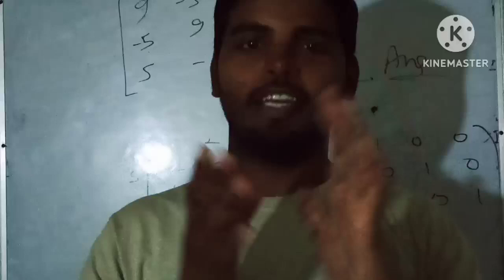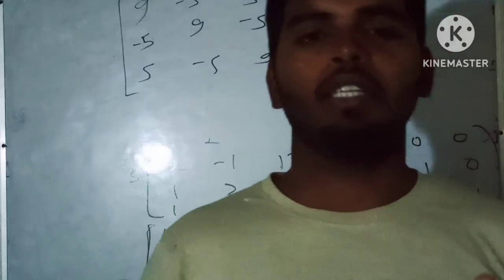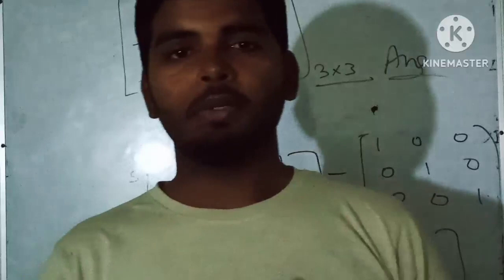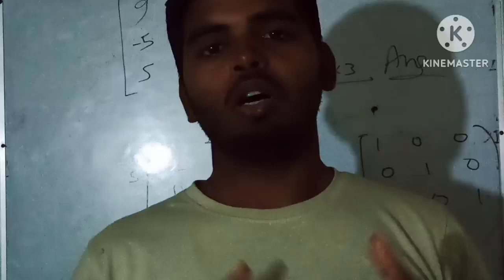So I remind you of the key points of this concept. First of all, you have to make the characteristic equation of the given square matrix. After that, you satisfy this characteristic equation by the given square matrix. After that, you can easily solve this problem. It is a lengthy problem, but it doesn't mean it is a tough problem. If you know all the processes step by step, then you can easily solve it.